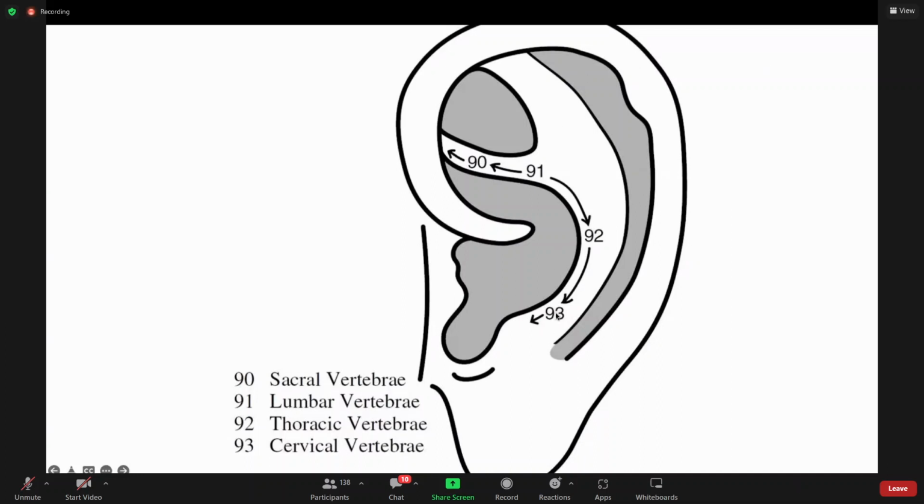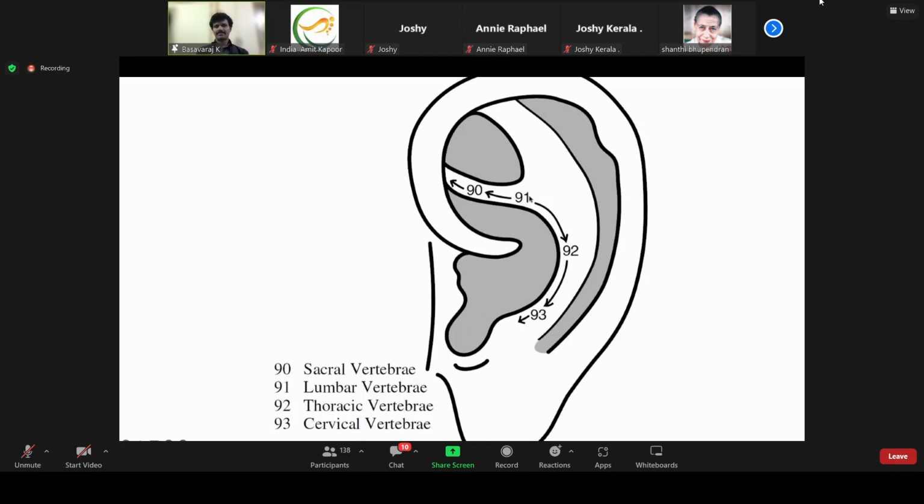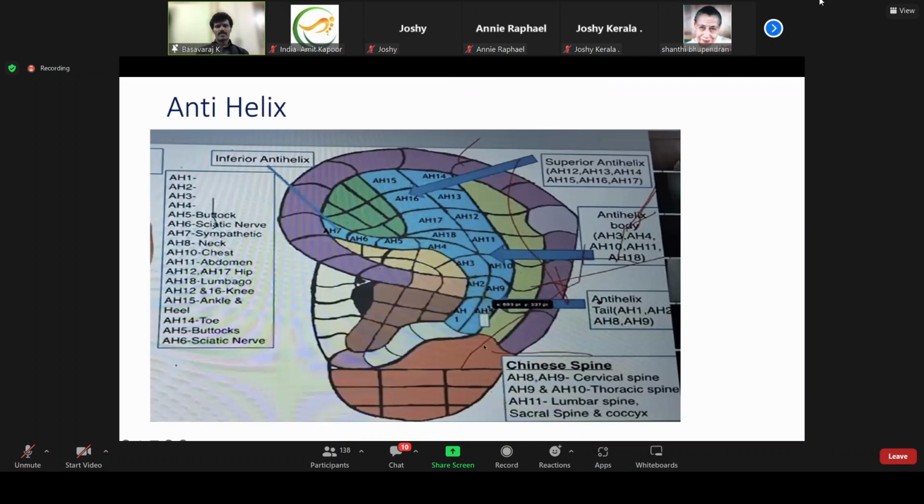so this is the helix. It starts here and goes up the outer part of the ear. Opposite to that, this is your anti-helix. So sacrum, lumbar, thoracic, and cervical. You can see these parts here. AH1, anti-helix 1, 2, 3, 4, 5, 6, 7. So this is the area of your cervical, thoracic, and lumbar area.